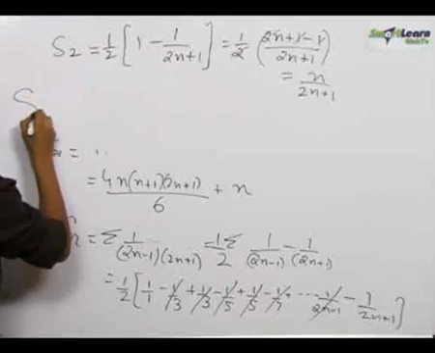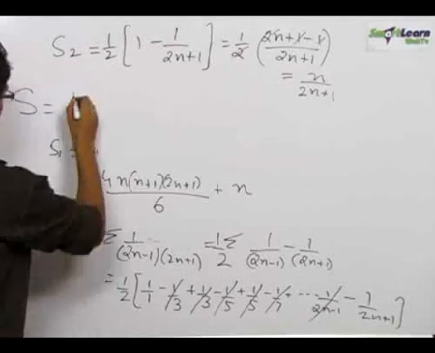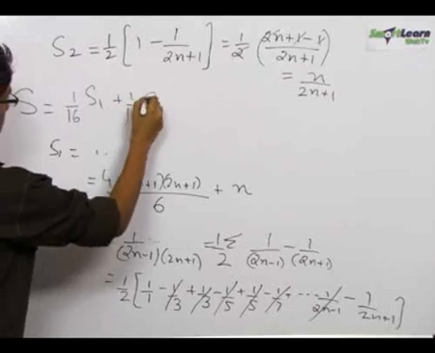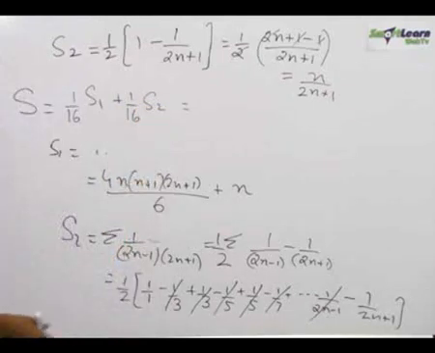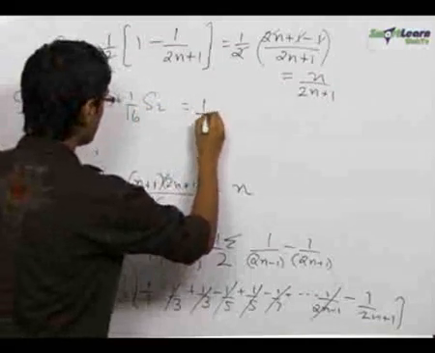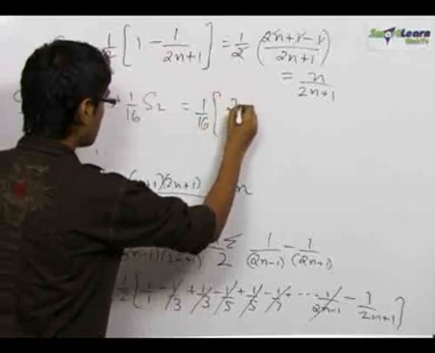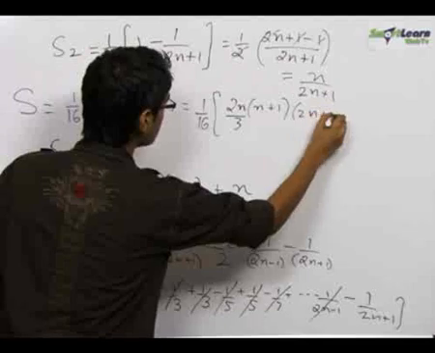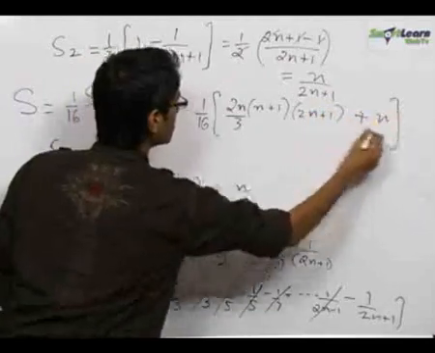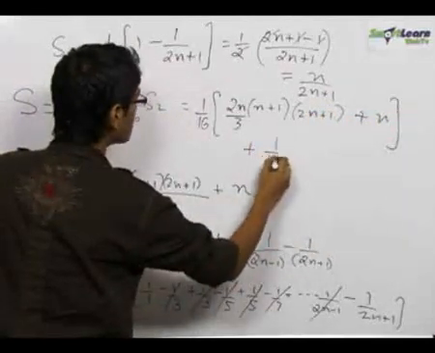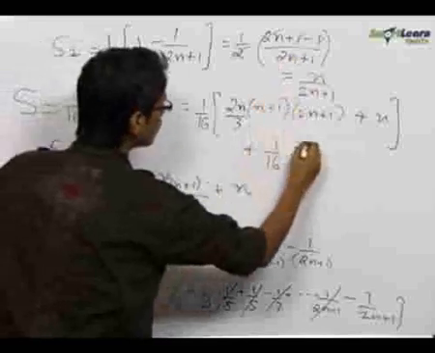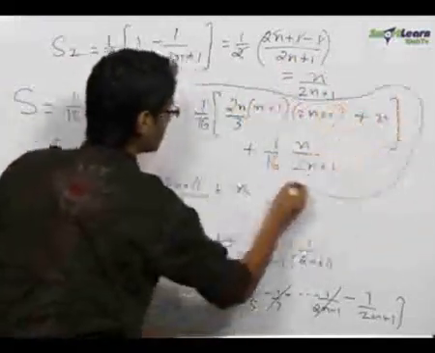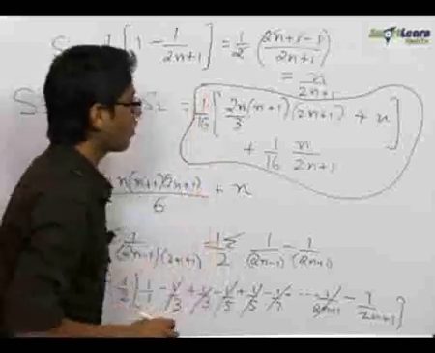So, our final answer of sum will be equal to 1 by 16 times S1 plus 1 by 16 times S2, which will be equal to 1 by 16 times 2n by 3 into n plus 1 into 2n plus 1 plus n, plus 1 by 16 times S2, which is equal to n upon 2n plus 1. So, this is our final result of the sum of the series.